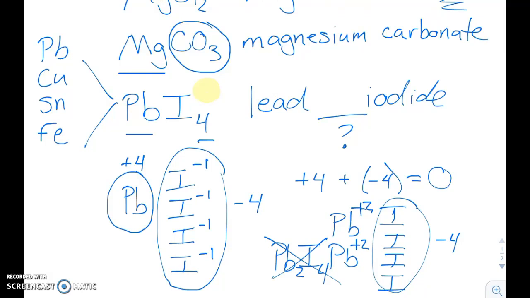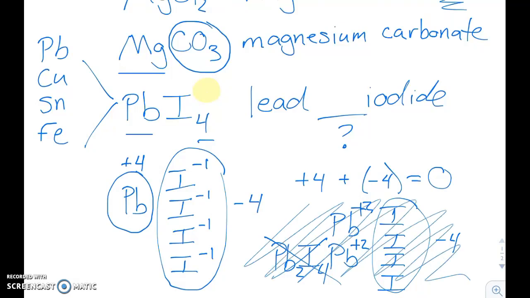So anyways, going back to our original example, so I'm going to kind of scribble this out here so we don't get confused.